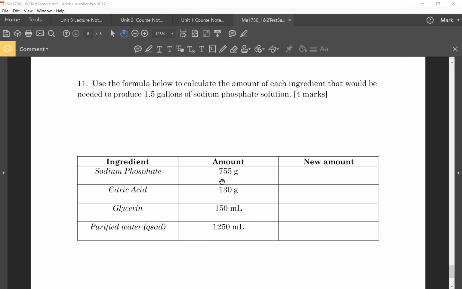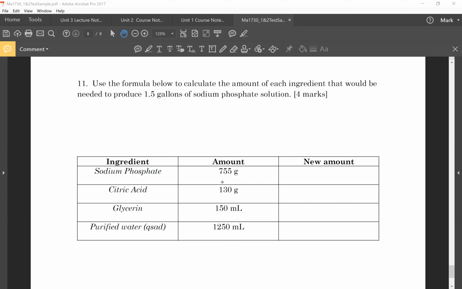Okay, last question. Use the formula below to calculate the amount of each ingredient that would be needed to produce 1.5 gallons of sodium phosphate solution. This one's actually got a little bit more work than the classic recipe ones that we did.